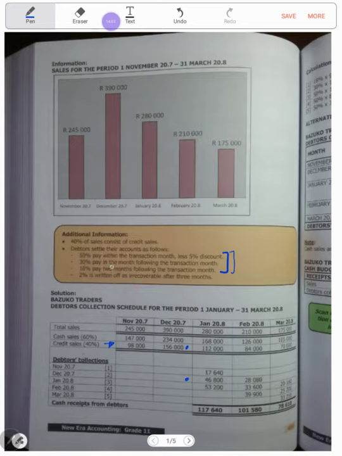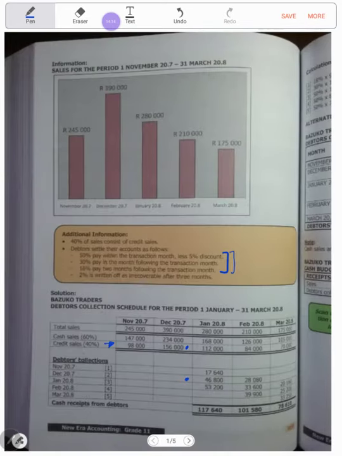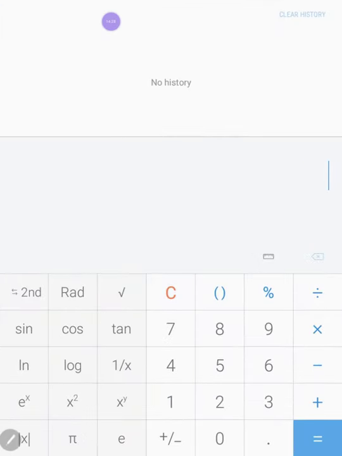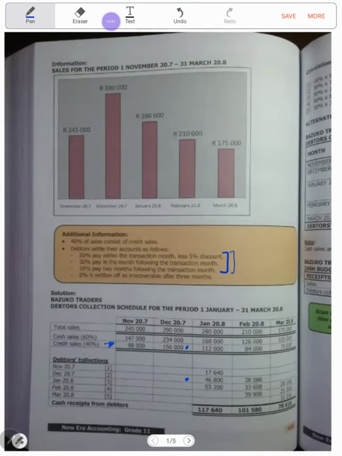1 month later, 30% pay in the month following the transaction. So I'm going to take the 156,000, which is the credit sale, and I'm going to multiply it by 30% because they said that 30% pay in the month following the transaction. This credit sale was made in December, which means in January you will be receiving. Let's work it out. 156,000 times 30%. We are going to be receiving 46,800 Rand in the month of January from our December credit sales.